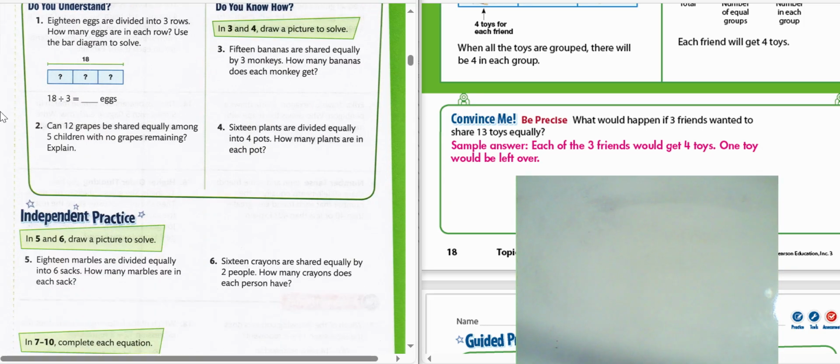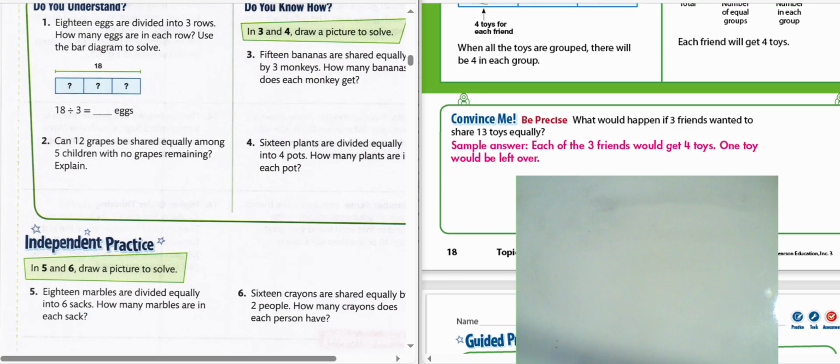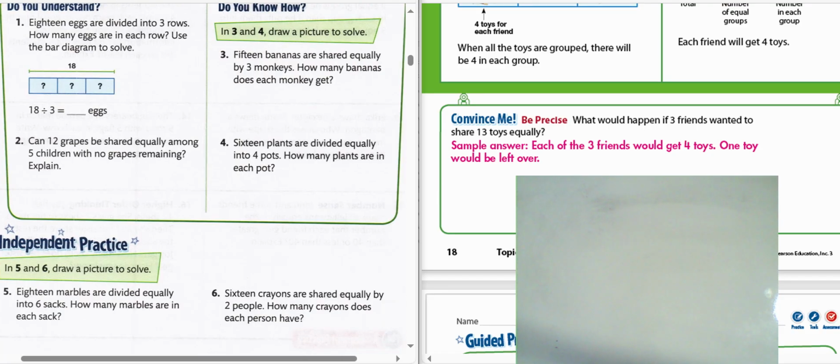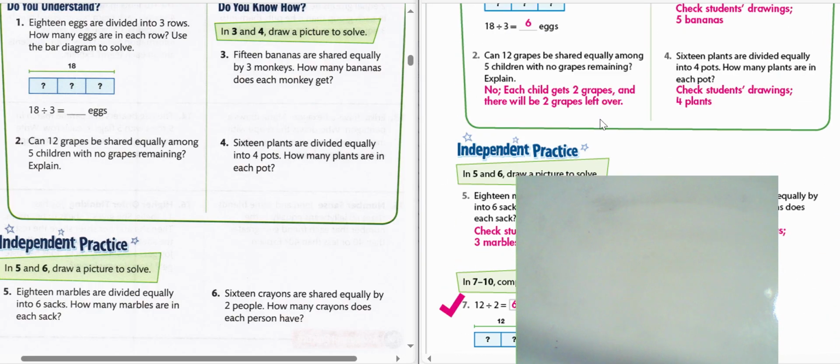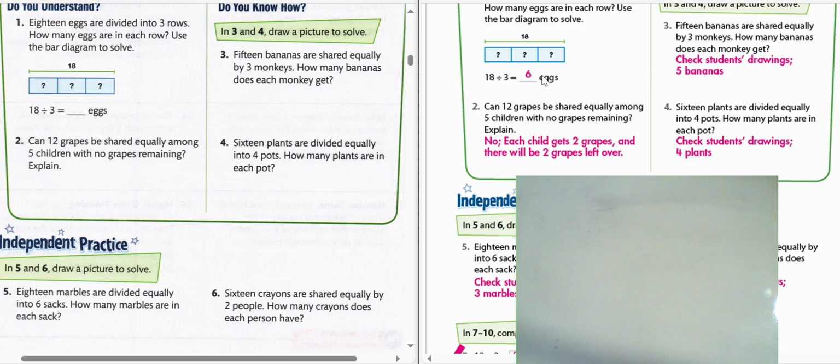Do you understand? 18 ages are divided into three rows. How many ages are in each row? With the bar diagram to solve, we can write 18 divided by 3 equals what? We can write here 6 and 6 and 6. So 18 divided by 3 equals 6, and the number of ages will be 6 ages. What is the answer? Here we have 6 ages.